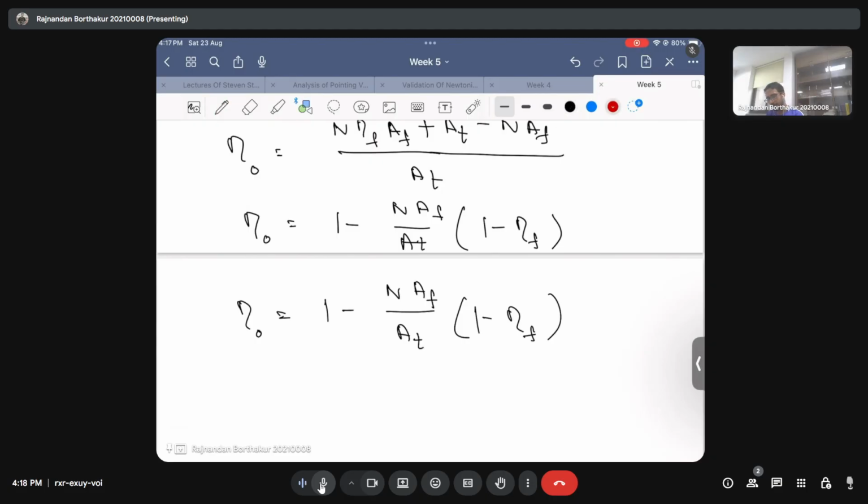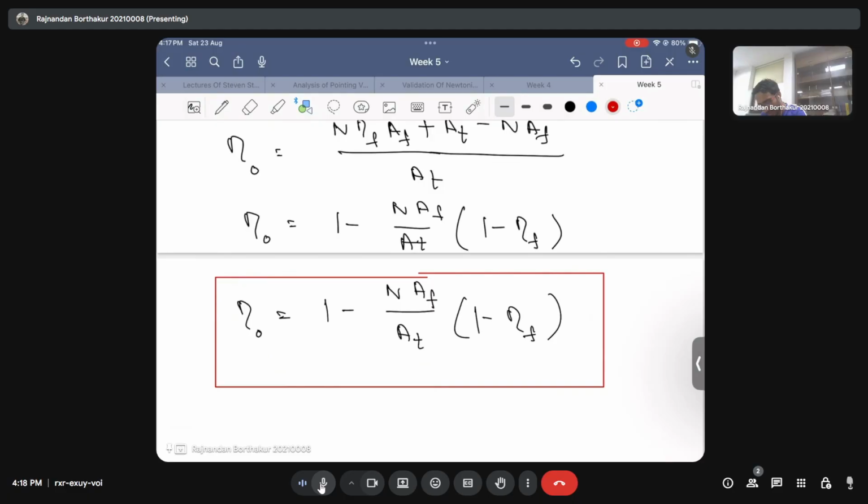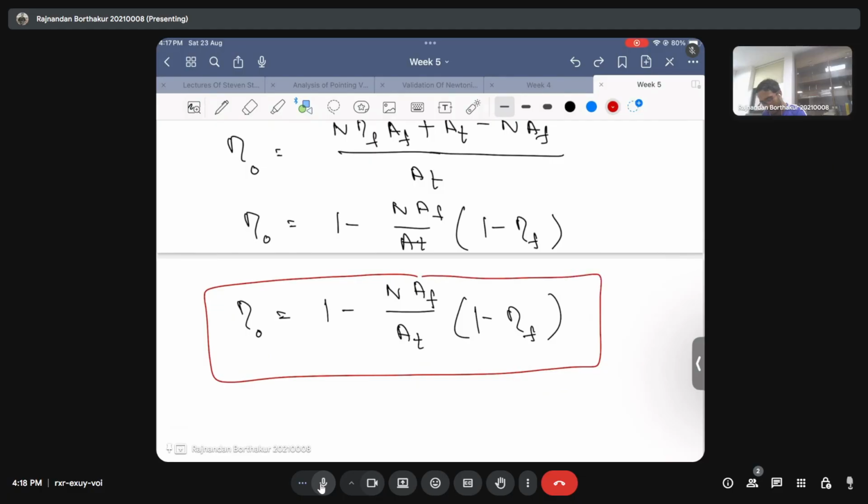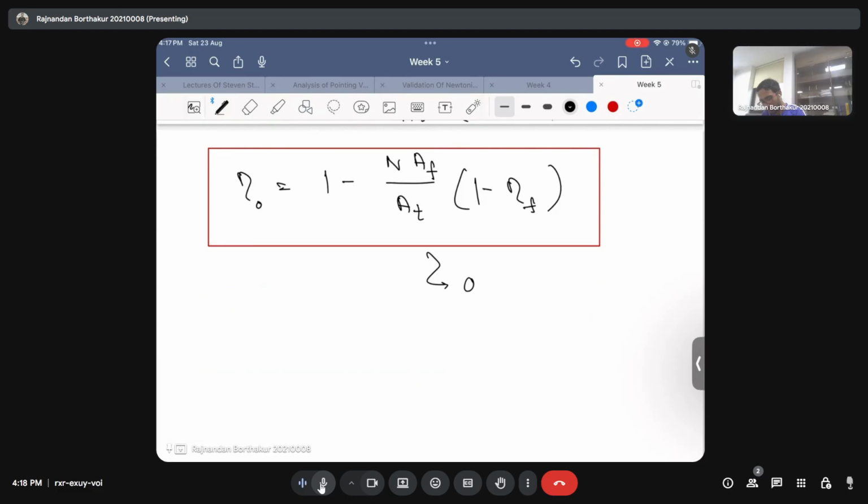That's it. This is a useful relation in writing the overall efficiency of a fin array. So this is the relation which states the overall efficiency of a fin array. So this is an expression for the overall fin efficiency.